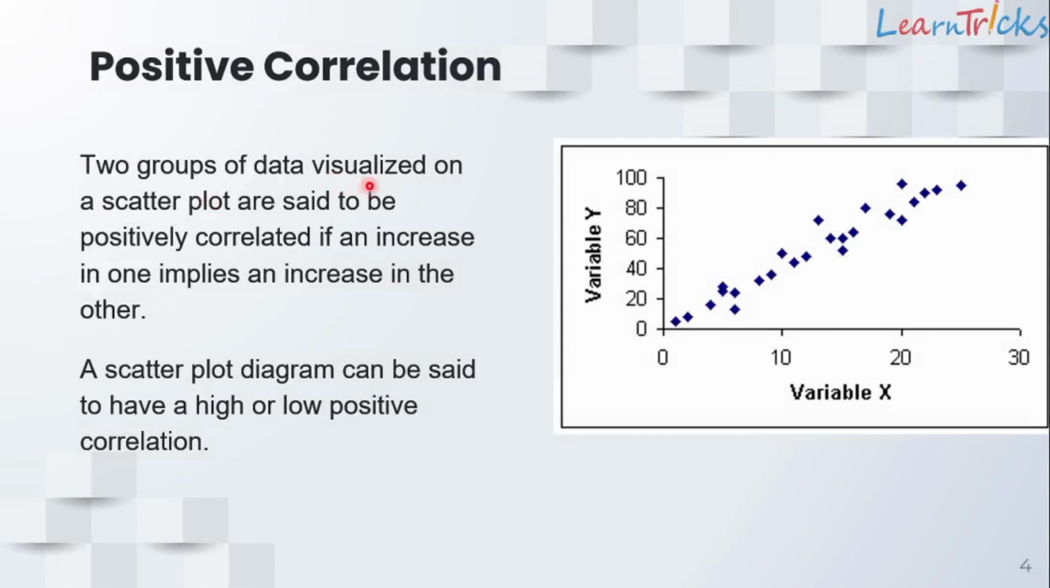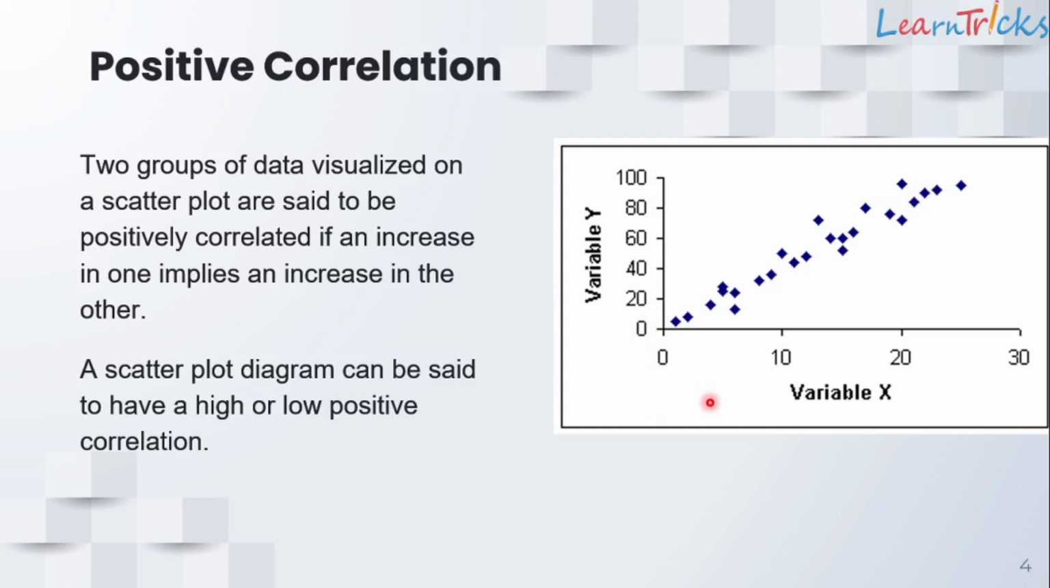Two groups of data visualized on a scatter plot are said to be positively correlated if an increase in one implies an increase in the other, and a scatter plot diagram can be said to have high or low positive correlation. Means when the variable on the x-axis increases, at the same time, if the variable on the y-axis increases, then it is called positive correlation, and high positive correlation or low positive correlation depends on the slope of the line passing through all those points, right?